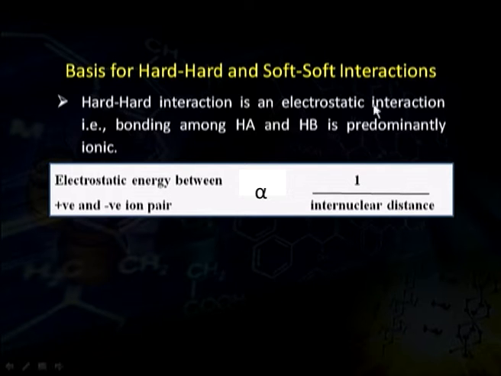Next is the basis of hard and soft interaction. What is the basis of hard and soft interaction? Why do hard acids get attached to hard bases and soft acids to soft bases? This we will be studying under this topic. Hard interaction is an electrostatic interaction, that is, bonding between hard acid and hard base is predominantly ionic. We can see from this relation which says that the electrostatic energy between a positive and negative ion pair is inversely proportional to the internuclear distance.